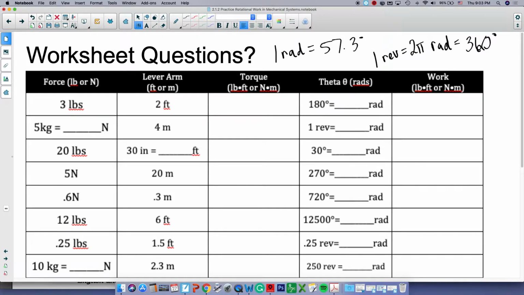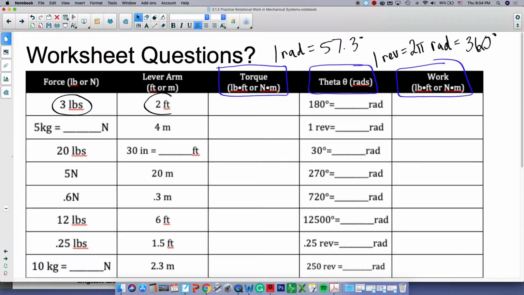Okay, so we're going to convert everything here. And it's going to be a pretty simple setup here. We're just going from left to right, and we're going to find a torque with the information that we're given, and then we're going to take that times theta, and that's going to give us our resulting work. Okay, so torque is just force times lever arm, and we have a force of 3 pounds and a lever arm of 2 feet. Okay, so we just multiply those two, and we can get a torque of 6 foot-pounds.